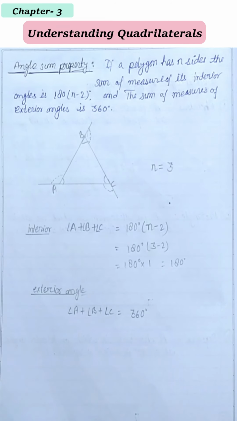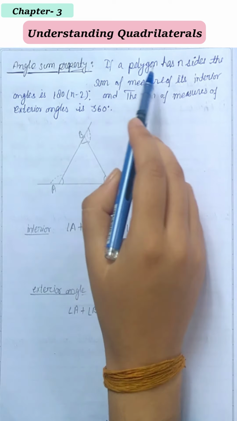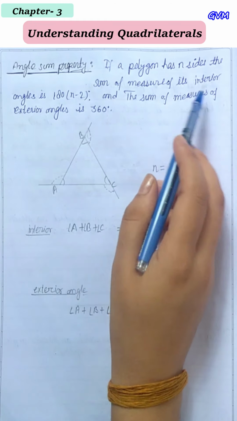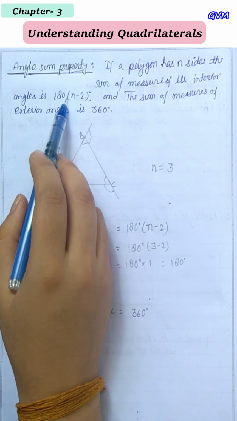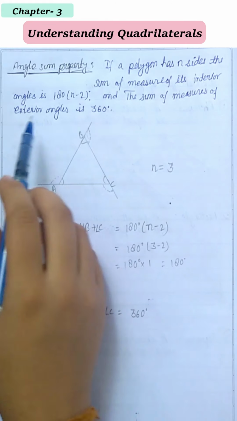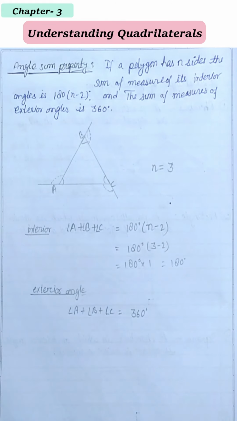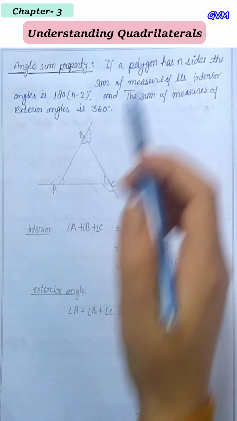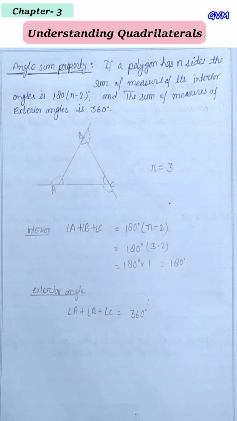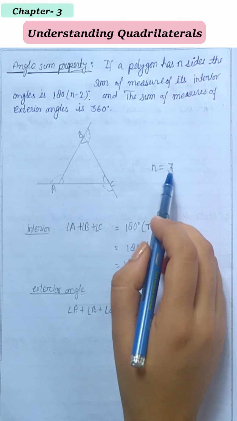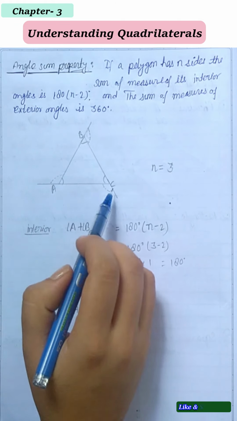Now let's come to the angle sum property. So what is the angle sum property? If a polygon has n sides, the sum of the measure of its interior angles is 180 multiplied by (n minus 2) degrees, and the sum of the measure of exterior angles is 360 degrees. The angle sum property says that if there is a polygon which has n sides, n is just a letter for any number. Let's suppose n equals 3. If n equals 3, then the polygon must be a triangle.